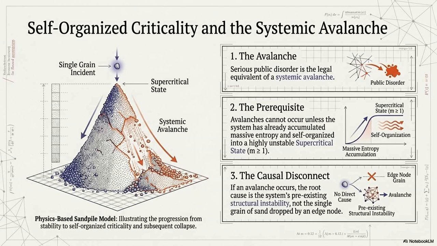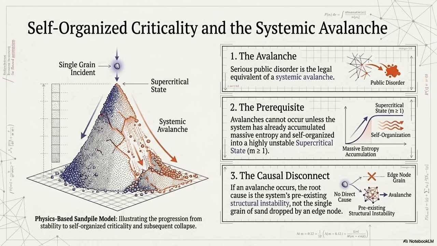Oh, I'm visualizing it. For a long time, dropping one more grain does absolutely nothing, or maybe it causes a tiny localized shift in the sand. The system is inherently stable. Sure. But eventually you drop enough grains that the pile gets incredibly steep. It reaches what physicists call a critical state. Right. Only then, when the entire system is on a knife's edge, can one single grain trigger a massive avalanche.